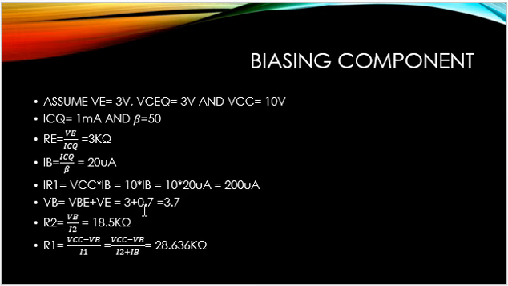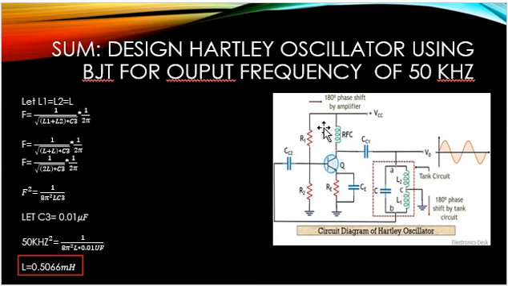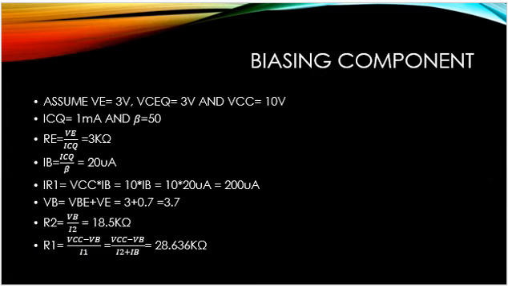Now talking about the voltage divider, that is R1 and R2. R2 is equal to the voltage VB divided by the current I2, which gives the value of R2. Similarly, R1 is equal to the voltage VCC minus VB, divided by the current through R1, which gives 28.636 kilo ohm. So we got the value of R1 and R2. We need to assume these terms first and remember them, and only then can you find the other DC analysis parameters. So this is the Hartley oscillator designing part.